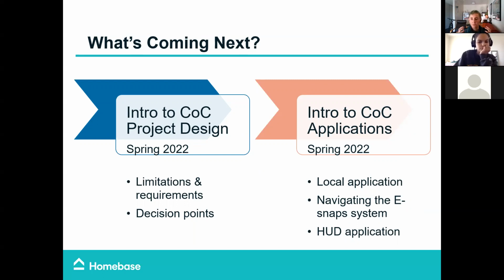So if you're trying to decide whether you want to apply for COC funding, you may not have that figured out at the end of this meeting. You certainly won't have the answer to all of your questions, but know that we are going to be offering these 2 additional sessions that will get into some more detail and might help you with that decision.